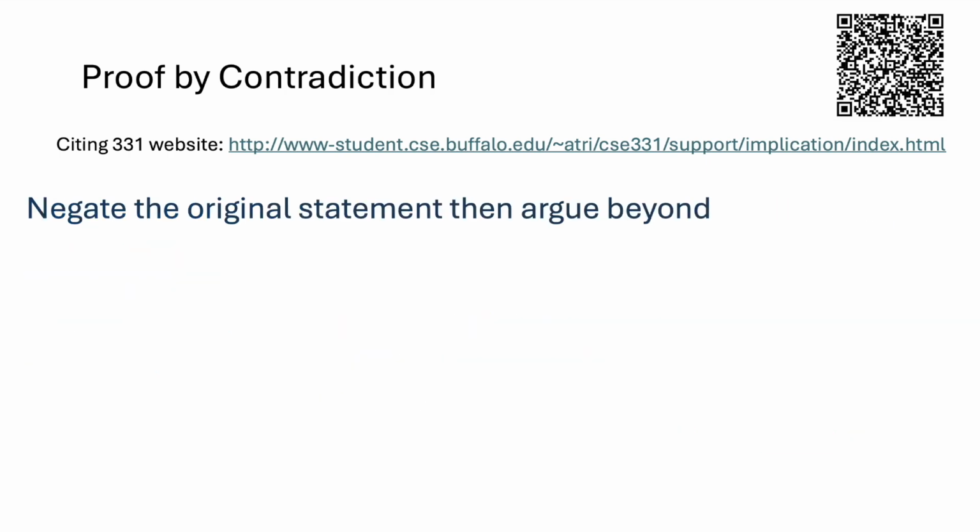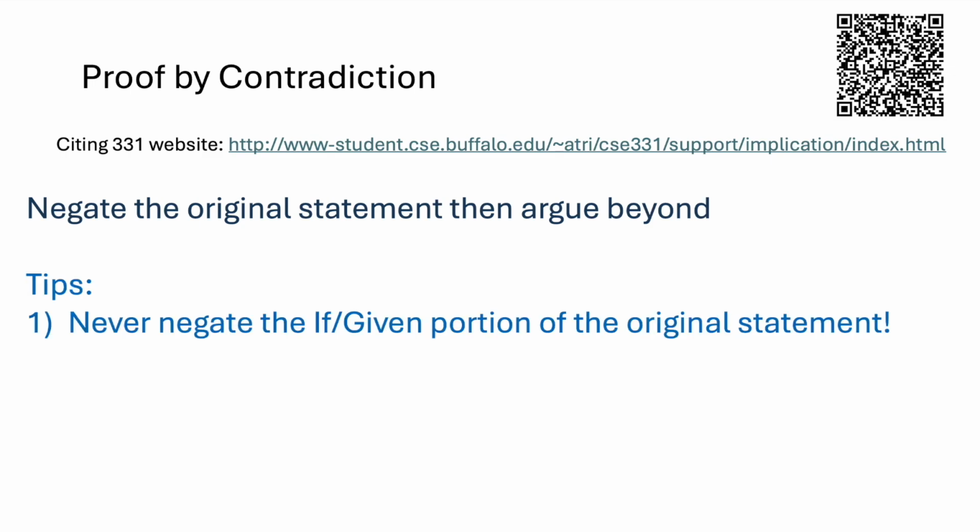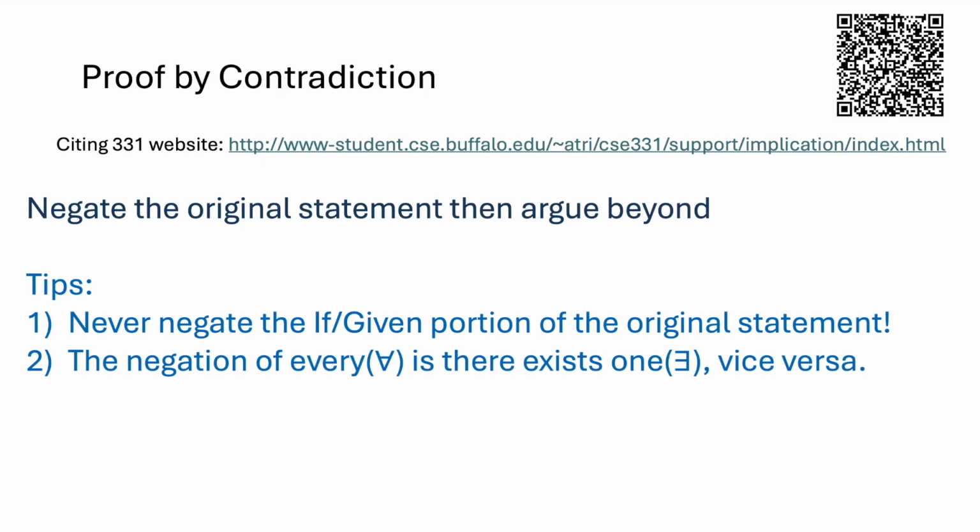In words, a good starting point of proof by contradiction is that we take some original statement and negate it, then possibly come up with a contradiction. But be extra careful with relations when doing the negation. A tip will be never negate any given or if portions of the original statement, since that is the given ground truth, which cannot be false throughout the proof. Another tip is that make sure negation of every is there exists one. Swapping them also works. The negation of there exists one is every.